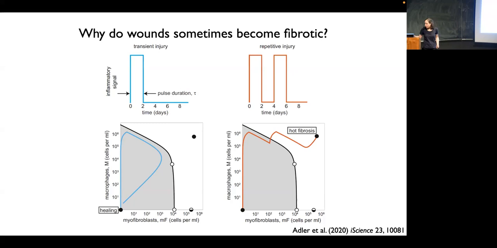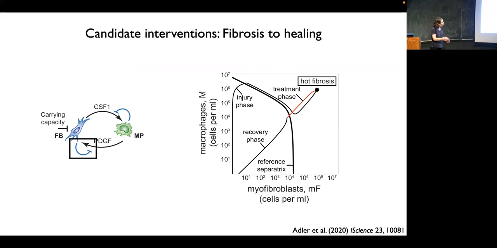So this picture also gives us some ideas about how it might be possible to intervene to bring the system back where we want it to go. In particular, one of these suggestions is that if you're in this hot fibrosis state and you are able to put in a treatment that temporarily increases the strength of this particular negative feedback loop here, then you can drive it back across this magic line. And then even if you remove the treatment, the system will on its own toddle on back to the healed state.